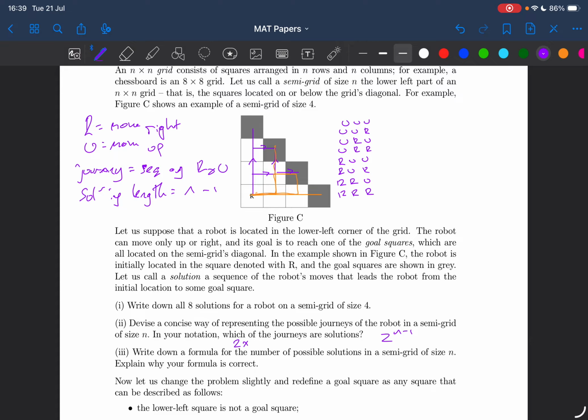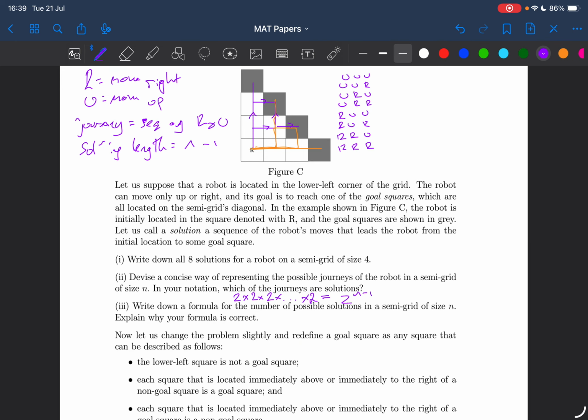So the same as doing 2 times 2 times 2, and so on, times 2. How many of those did we have? N minus 1 of them all together. Do I choose up or right, up or right, up or right? And then how many choices do I make? That looks good.